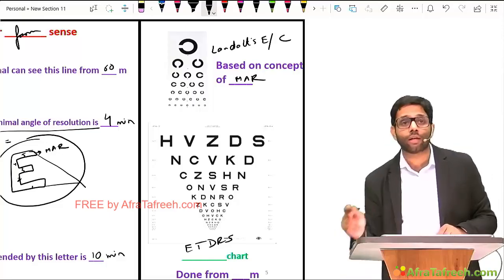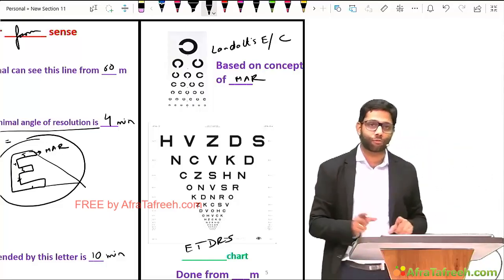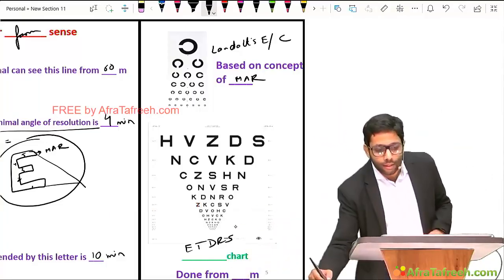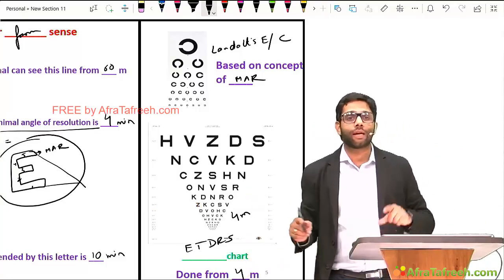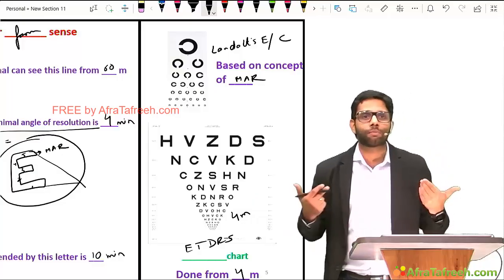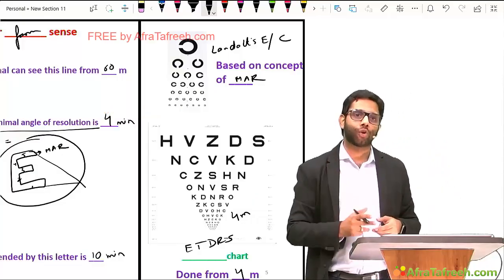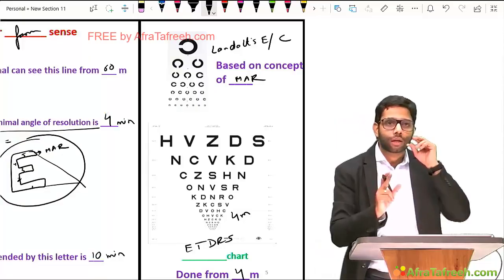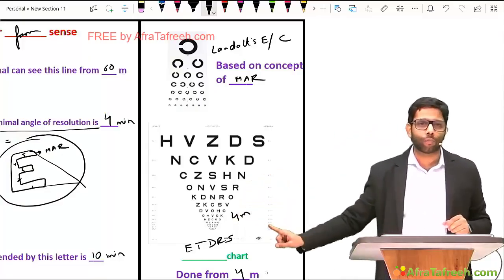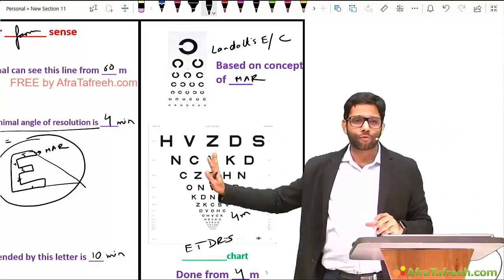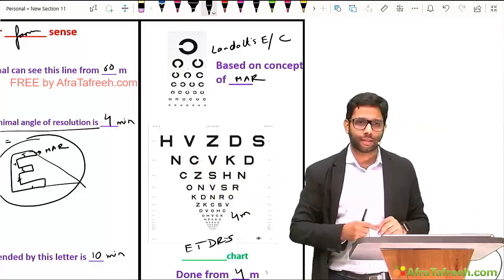This is the ETDRS chart. Early Treatment of Diabetic Retinopathy Study. The full form should be known. This is done from 4 meters. The answer is 4 meters. It is better for lazy eye people. You know who is lazy eye? Not a lazy person. Lazy eye means amblyopia, because they have a phenomenon, the crowding phenomenon. So it is better for research purposes, and better for amblyopias. All these are form sense subjective tests.